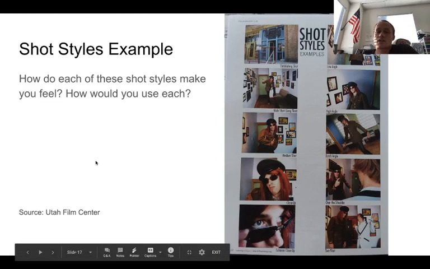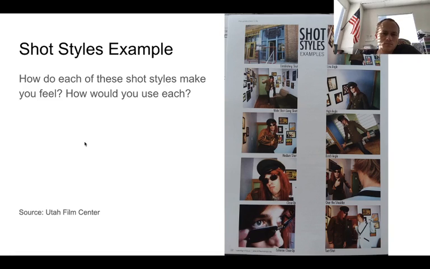So different shot styles that you could do. As you look at these, think about how they make you feel. Okay, an establishing shot is essentially like, where is this story taking place, right? It's wide, it's from far away, not low or high angle, it's just kind of a level angle.